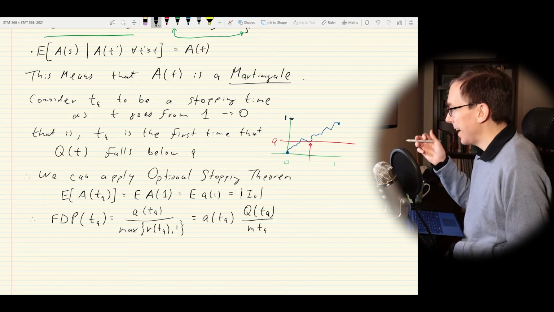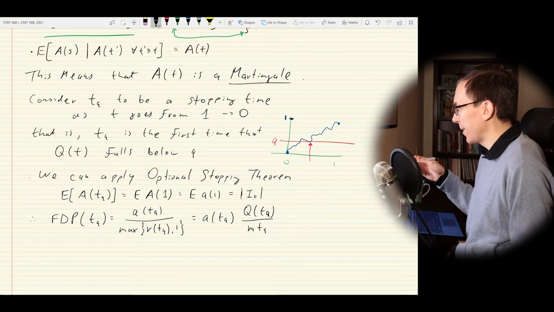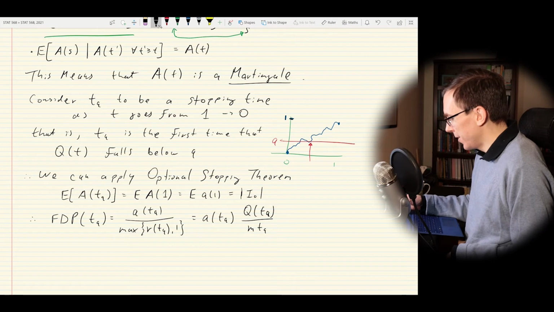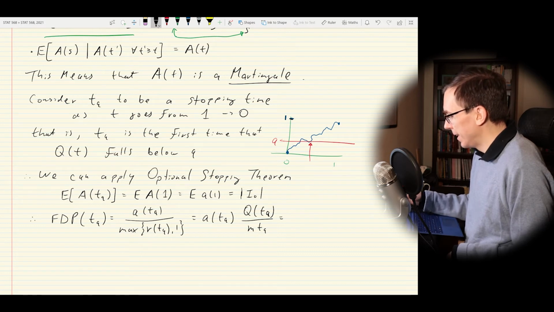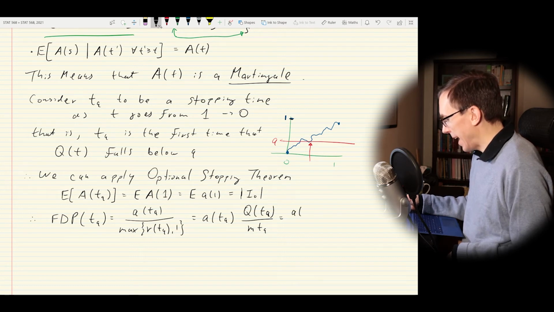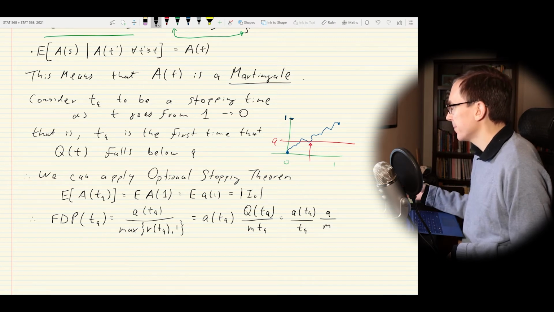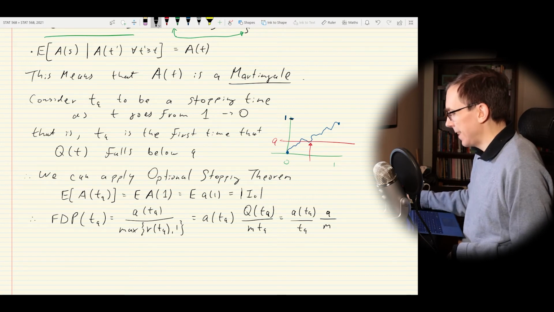All right, now that we have that, we can rearrange these terms, and we can note that at index t sub q, capital Q is just going to equal lowercase q. So I can break this into two pieces. We can have A at t_q divided by t_q here, and we can have capital Q, which just becomes lowercase q, divided by M.